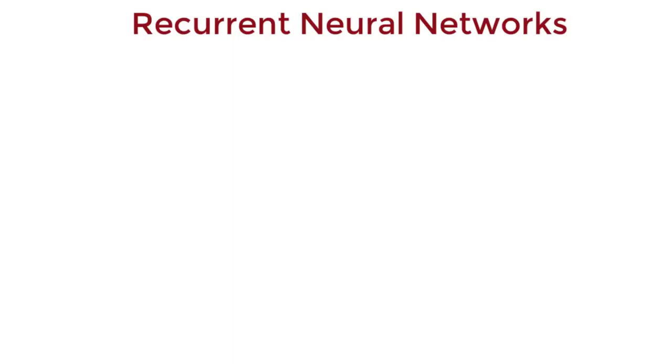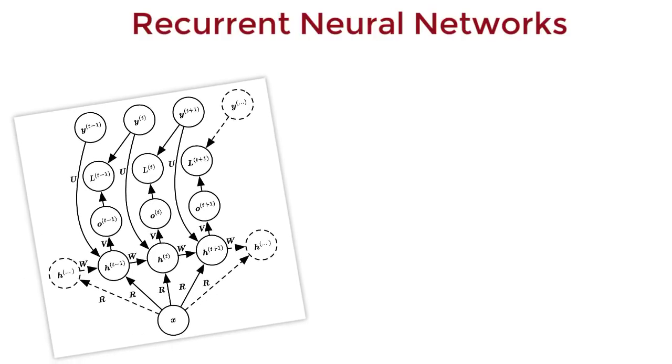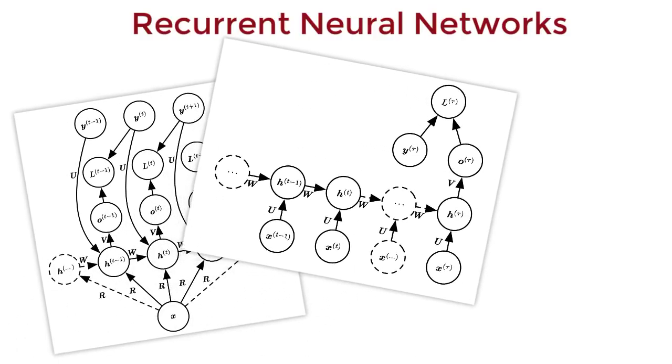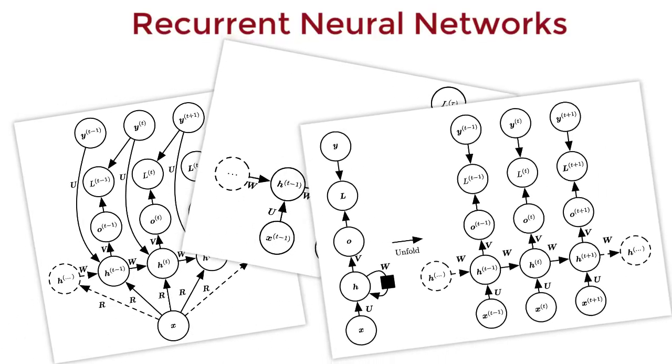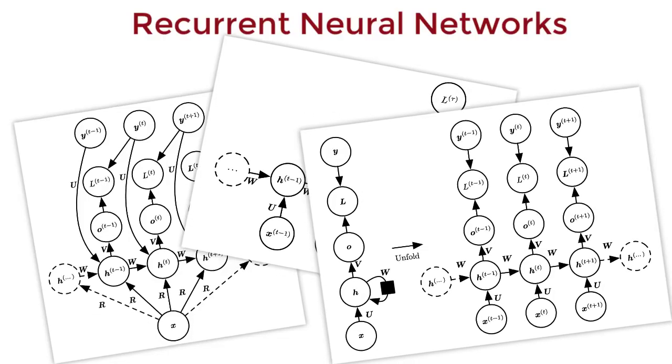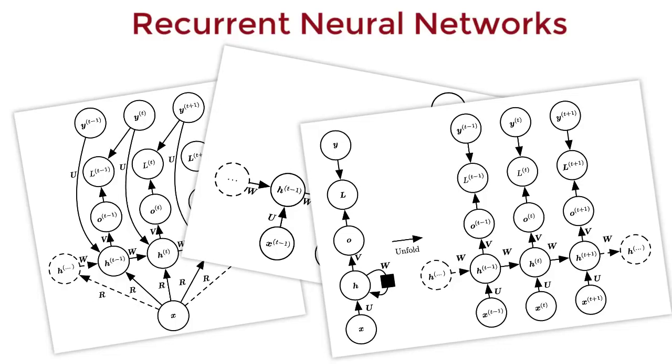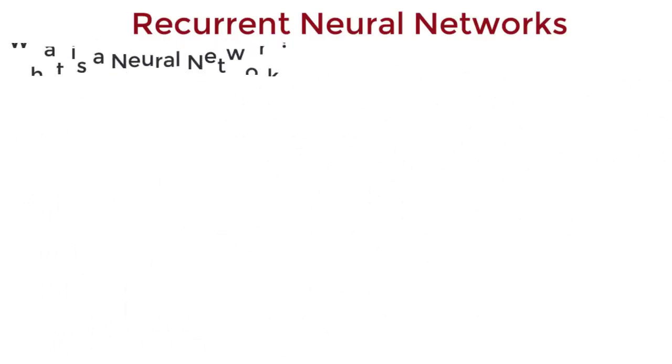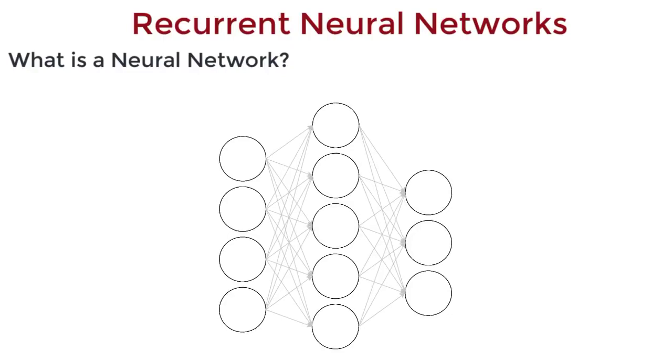Recurrent neural networks are very versatile, as we can use them in a host of applications. In the last video, we saw a few architectures like vector-to-sequence models, sequence-to-vector models, and sequence-to-sequence models. You could go back and watch that video, but even if you don't, that's okay. Let's just make sure that we're all on the same page. So, what is a neural network?